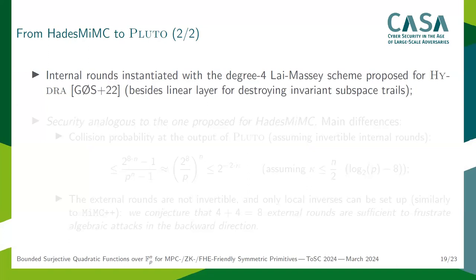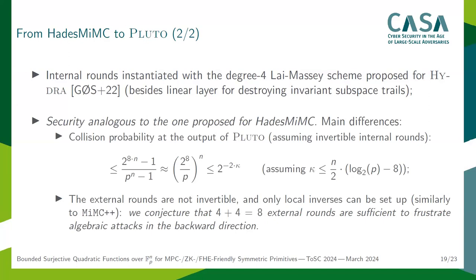I also changed a bit the internal round. I replaced the power map with a degree 4 Lai-Massey scheme that we already used in Hydra, but that's not very important for this presentation, just to mention it. And the nice thing is that the security of this new scheme and of Hades MiMC are very similar, so you can really move the argument from Hades MiMC to this new one. The main difference is, again, the collision probability, but if you choose the parameters in a good way, you can guarantee that the collision probability is very low. The other point is that the external rounds are not invertible, which is OK, because now we have internal rounds that have degree 4 in both directions. The fact that the external rounds are not invertible, or if you want, there are only local inverses with very high degree, allows us to guarantee security against meet-in-the-middle attacks.